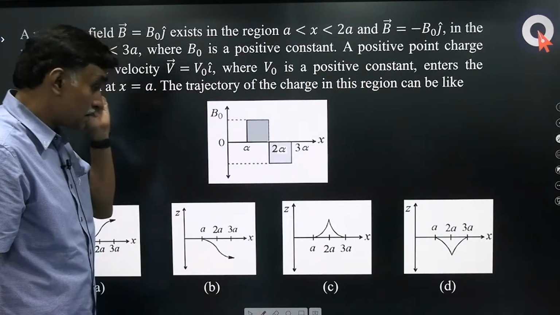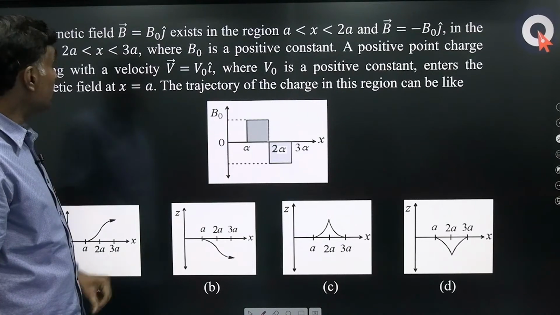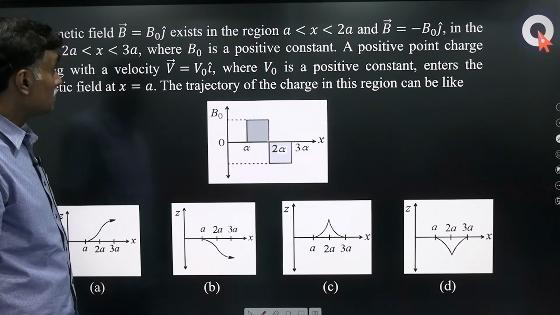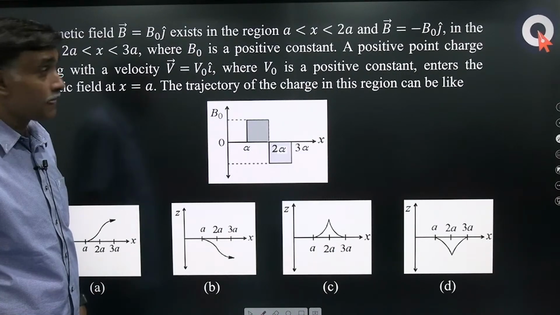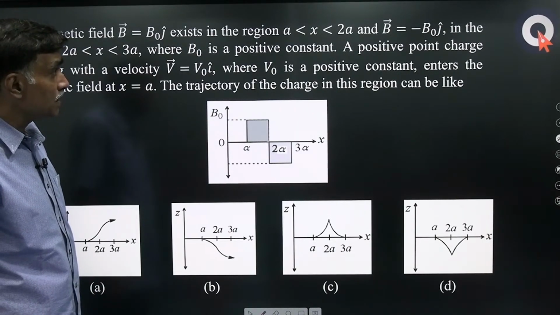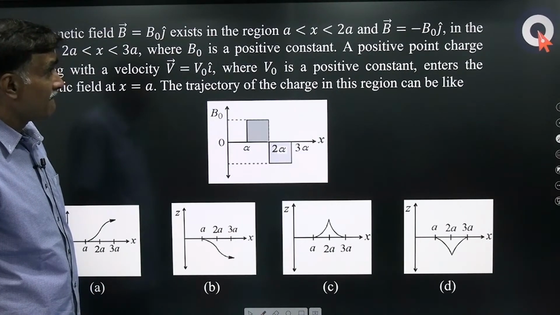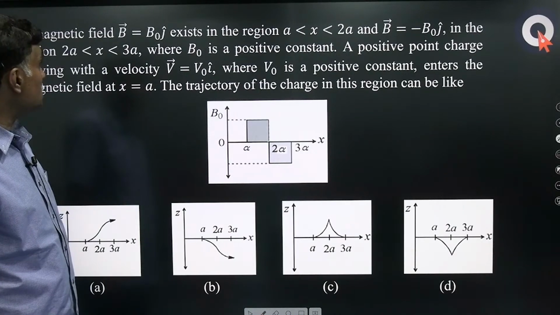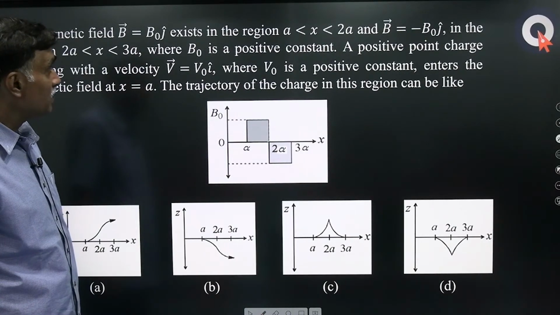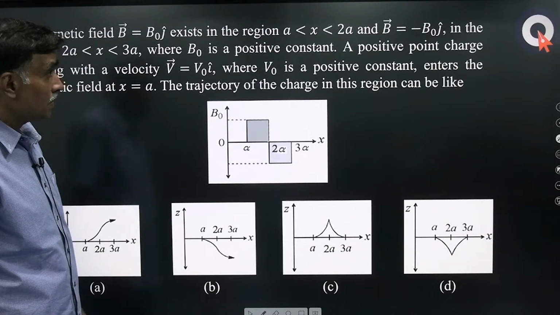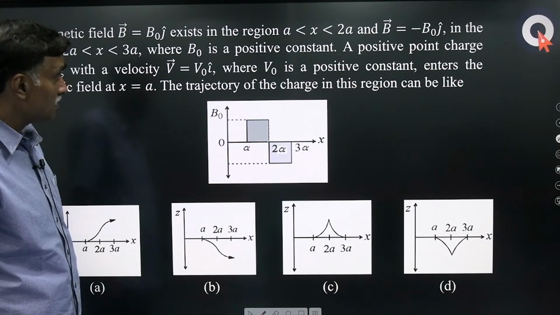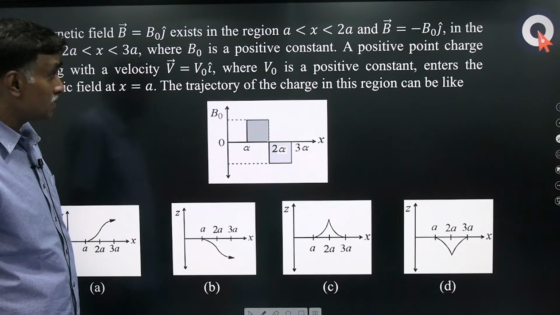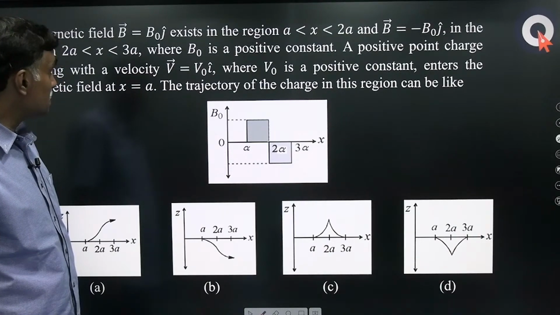Now this is the question. A magnetic field B bar equal to B naught j bar exists in the region A is less than x is less than 2A, and B bar equal to minus B naught j bar in the region 2A is less than x is less than 3A, where B naught is a positive constant. A positive point charge moving with a velocity v naught i bar, where v naught is a positive constant, enters the magnetic field at x equal to A.